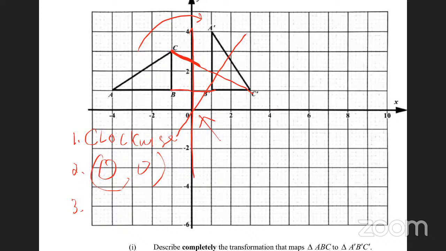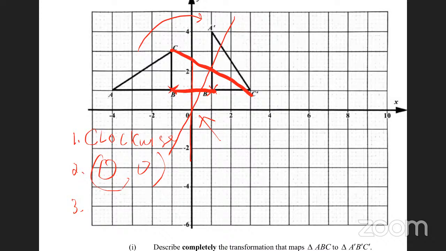Everybody okay with that? Are you seeing that? Is it making any sense? Let me just do it over. Connect B with B prime and bisect it just like this. Connect C and C prime. Bisect it just like that. See where they meet? They meet at 0, 0. Right?